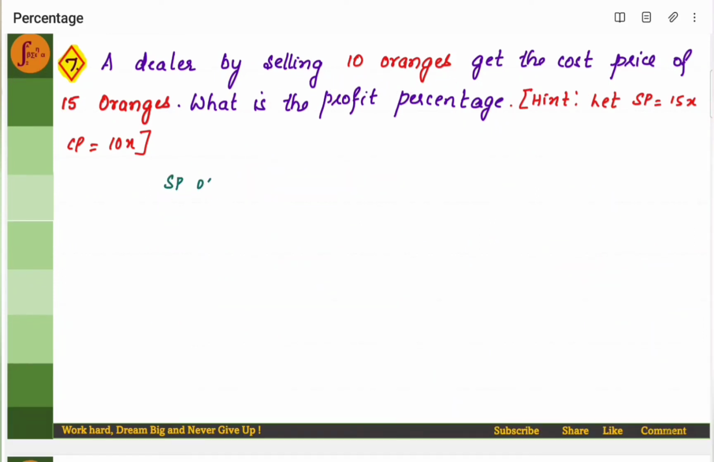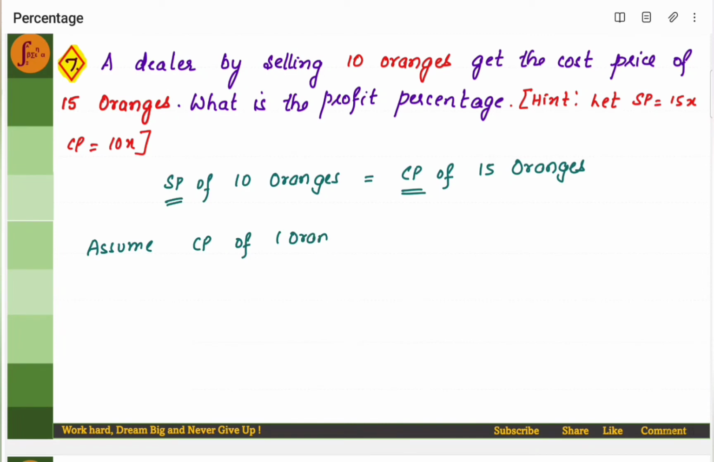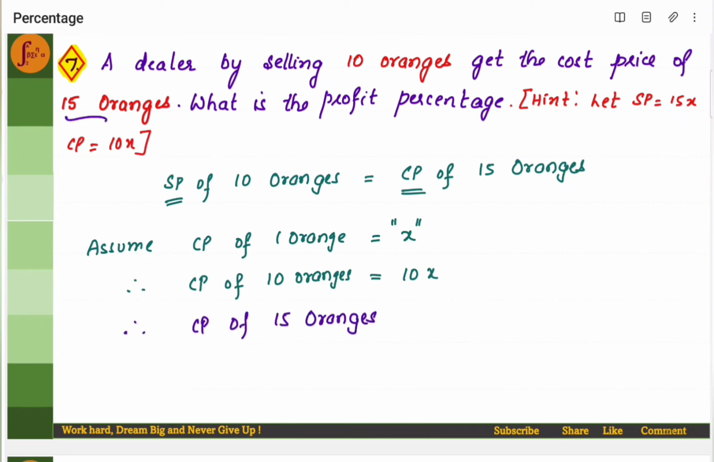So let selling price of 10 oranges be equal to cost price of 15 oranges. We don't know the cost price. We don't know the selling price. So let's assume cost price of 1 orange is equal to x. Therefore, cost price of 10 oranges is 10 times x, 10x. Now, again, we'll take cost price of 15 oranges, because here 15 oranges is given. What is cost price of 15 oranges? 15 into x. Cost of 1 orange is x. So, 15 times x, which is 15x.